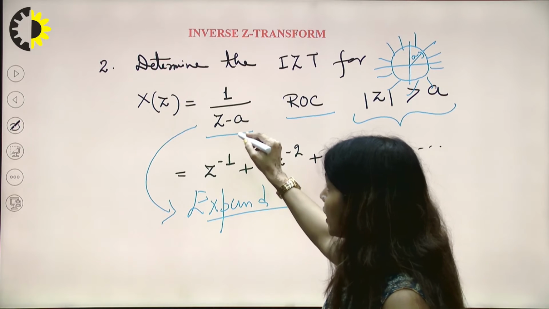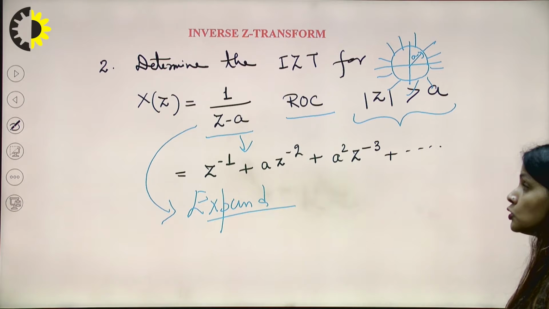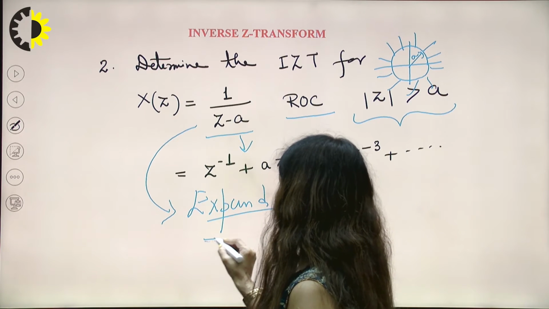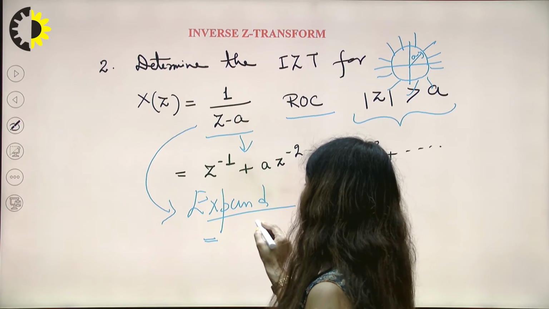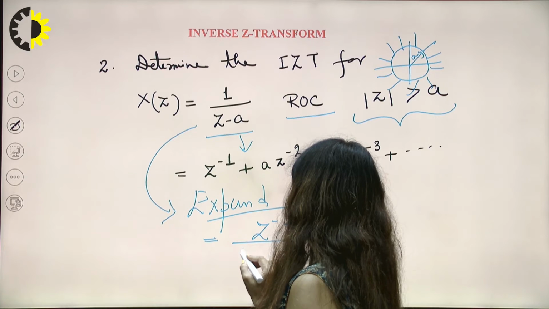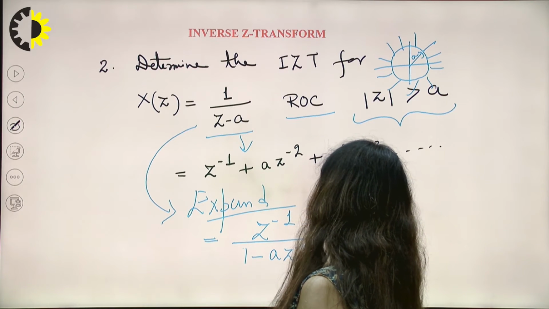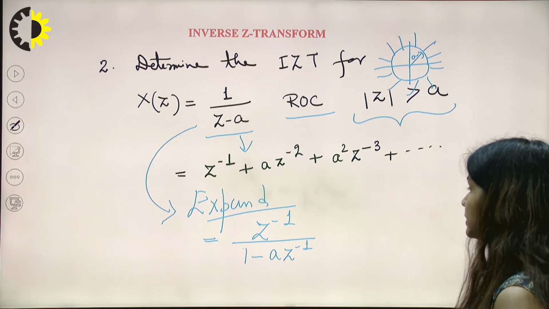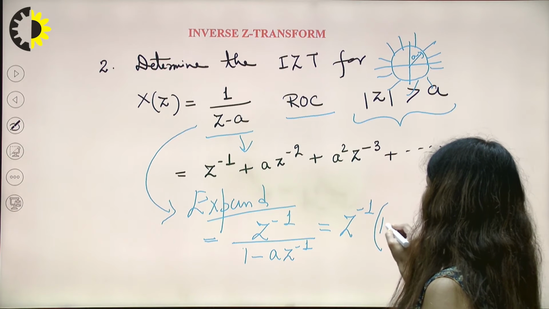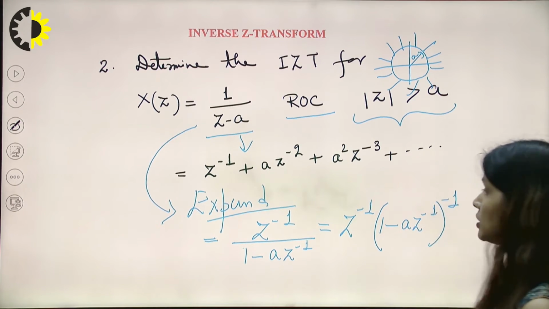Now, after expanding, I am getting this particular form. How am I getting this form? Just take z outside, and I will have this as z inverse upon 1 minus a z inverse, and this will be z inverse times (1 minus a z inverse) raised to the power minus 1.